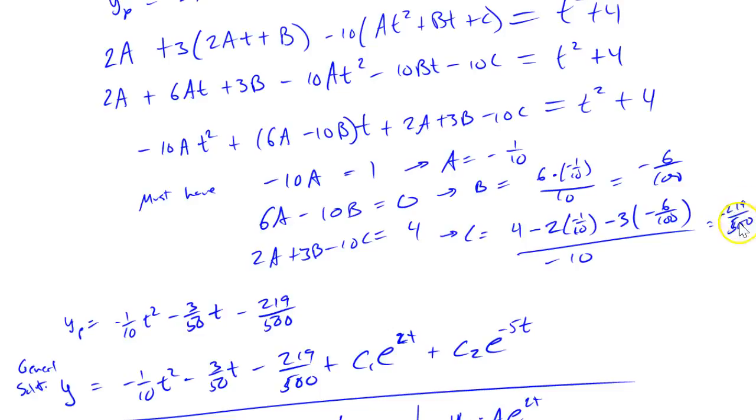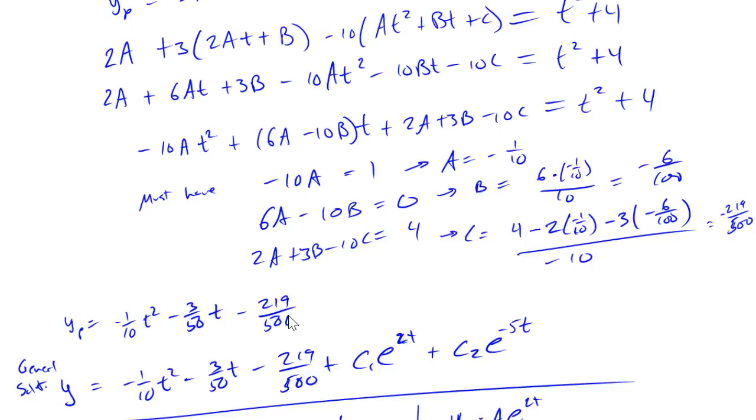Negative 219 over 500. And so my particular solution is not particularly pretty. Well, I guess beauty is in the eye of the beholder. So this really beautiful solution of negative 1/10 t squared minus 3 over 50 t minus 219 over 500 is a solution to the non-homogeneous differential equation.